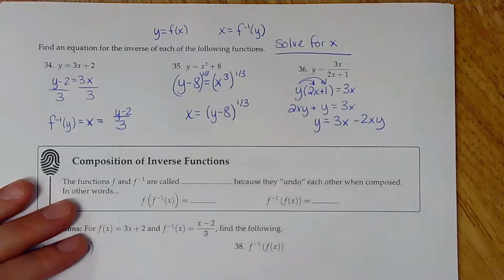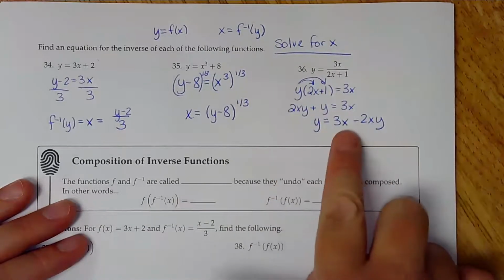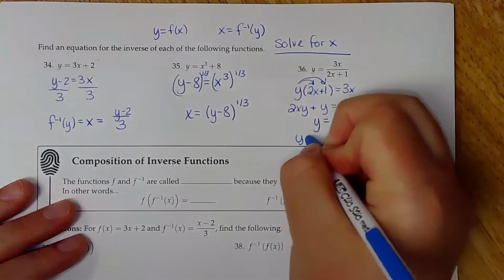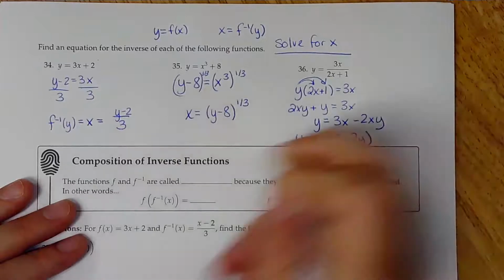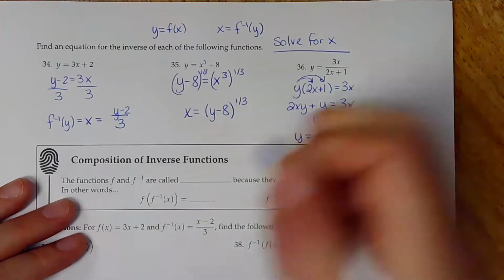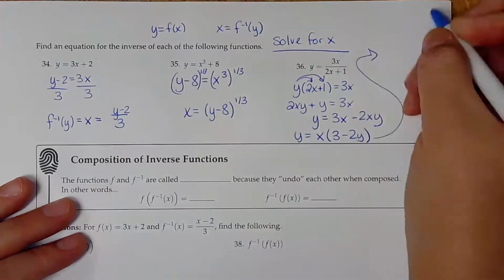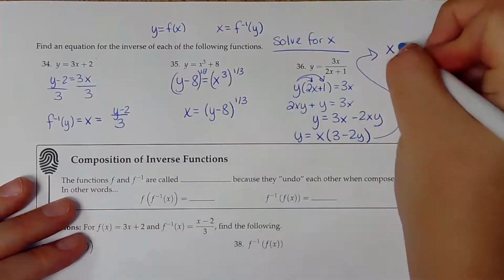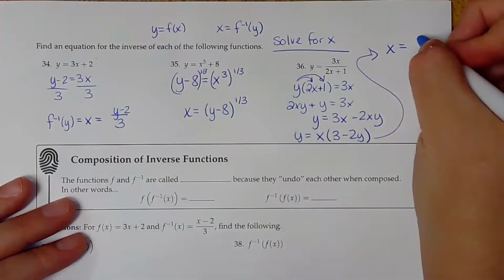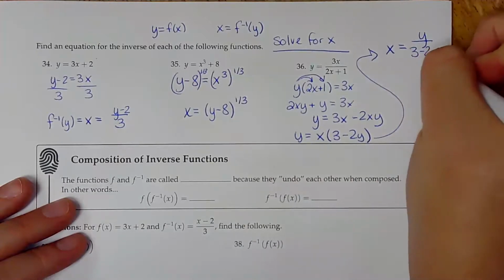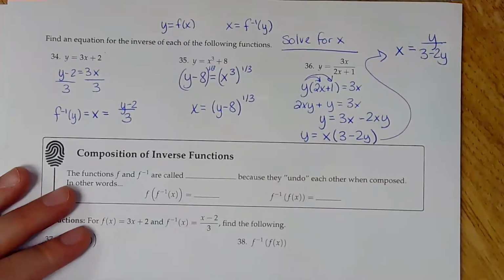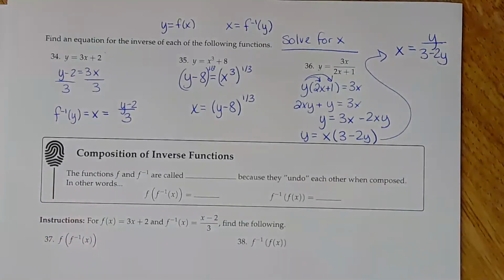All right, and then remember, we're solving for x, so I'm going to factor an x out of this side. So I have y is equal to x times (3 minus 2y). And then I'll finish it up by dividing that (3 minus 2y) over. So my inverse function is x is equal to y over (3 minus 2y). All right, so there are our inverse functions.